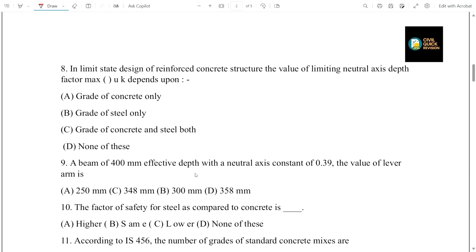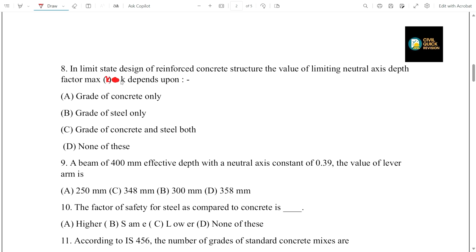Now coming to question number 8. In a limit state design of a reinforced concrete structure, the value of limiting neutral axis depth factor, that maximum factor, depends upon what? This is k.